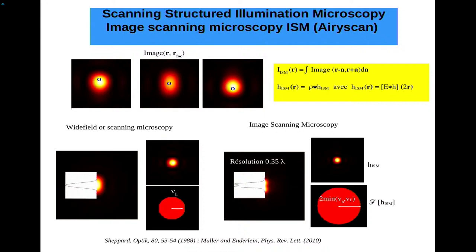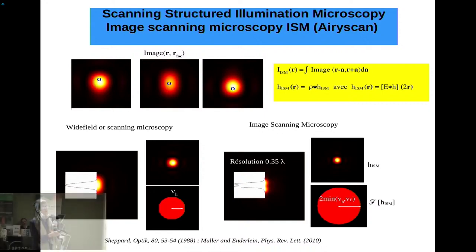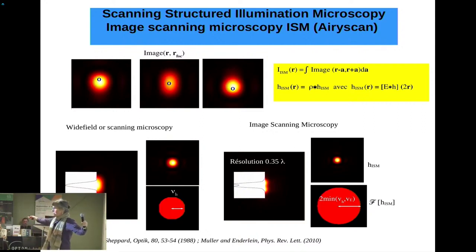But if you calculate this, you notice that you can write your image as the fluorescence density convolved with the super resolved point spread function, and the super resolved point spread function is not the product of E and H as for the confocal microscope. It is the convolution of the illumination with the point spread function. So the convolution is much wider, but shrunk by a factor of 2.